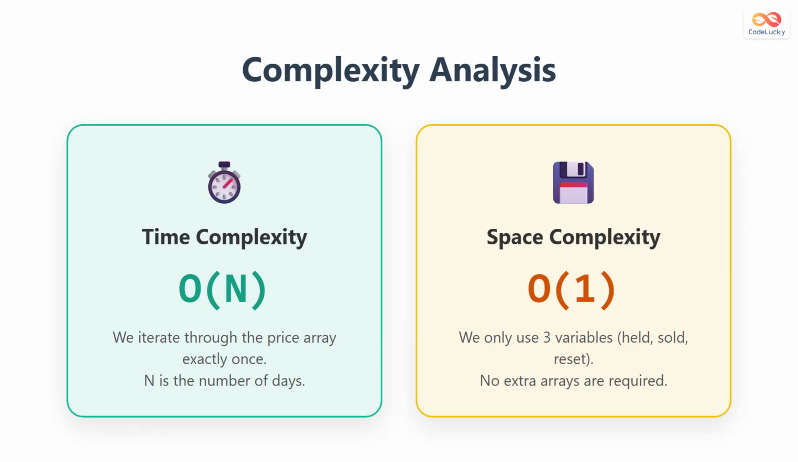This approach is highly efficient. The time complexity is O(n) because we pass through the prices array exactly once. The space complexity is O(1), or constant space, because we only need 3 variables to store the states of the previous day, regardless of how many days are in the input.